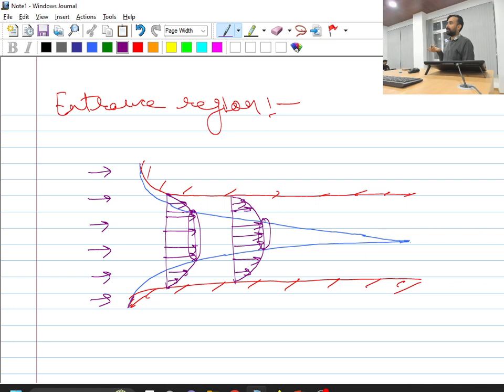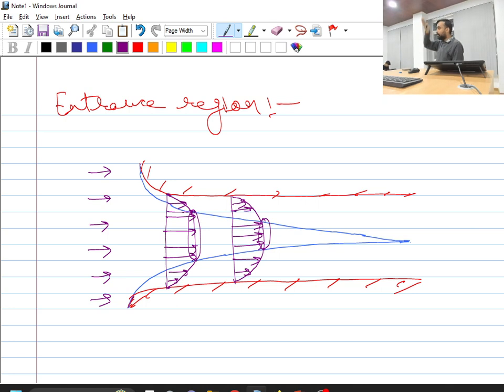Now, can any one of you tell me why velocity will be increasing in this zone? If I consider my fluid is incompressible and flow is steady, then at each and every cross section I must have the same volumetric flow rate. Okay. Now you can see that outside I had some average velocity. Inside, when I have come into this boundary layer zone, my velocity has gone below the average velocity.